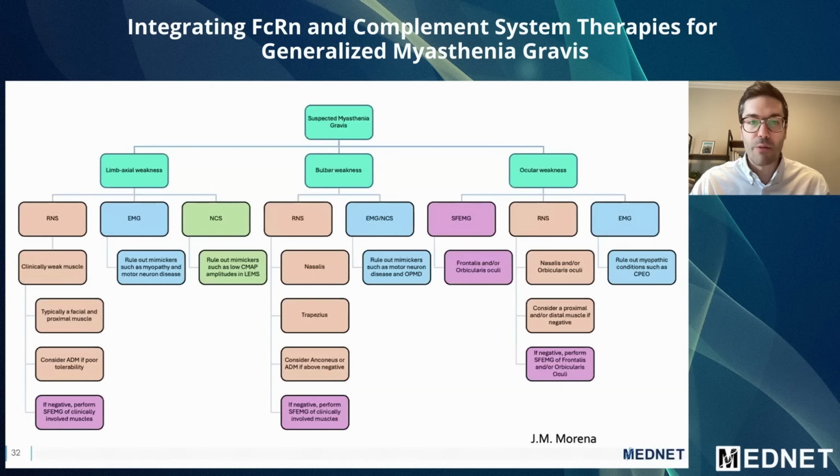If it's a bulbar predominant weakness, again, you can start with repetitive nerve stimulation, doing facial and proximal muscles. Conius, in particular, has some evidence behind it being studied in bulbar disease, or again, doing ADM if negative. And again, if negative, move into single fiber. In terms of bulbar predominant weakness, mimickers that you want to keep in mind are, again, motor neuron disease, and also oculopharyngeal muscular dystrophy.